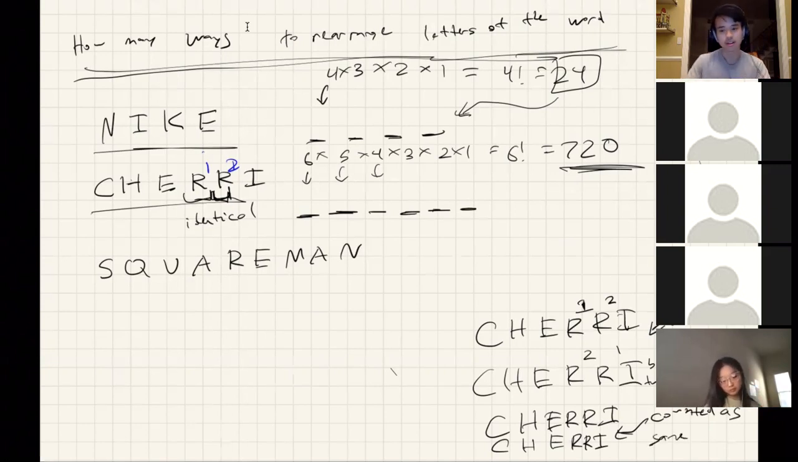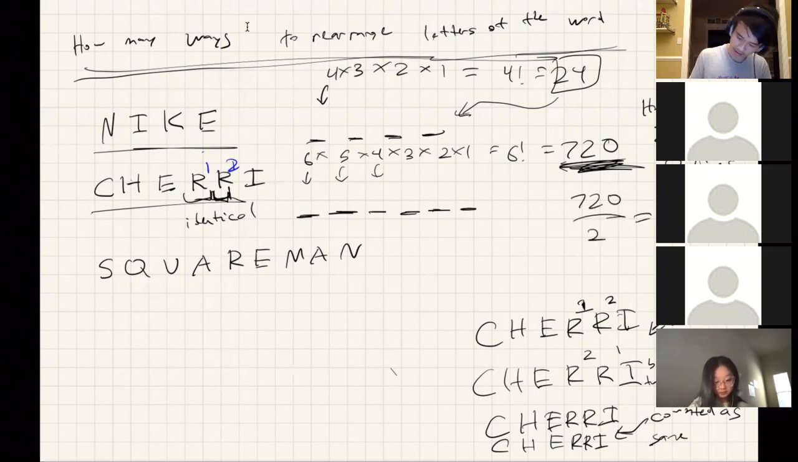So it turns out, as you can probably see, that in our count of 720, we've counted every unique word exactly 2 times. How many times did we count each word? We counted it 2 times, right? So we have to divide by 2 to account for that. So we divide by 2 and we get 360, and 360 doesn't turn out to be right. Okay?